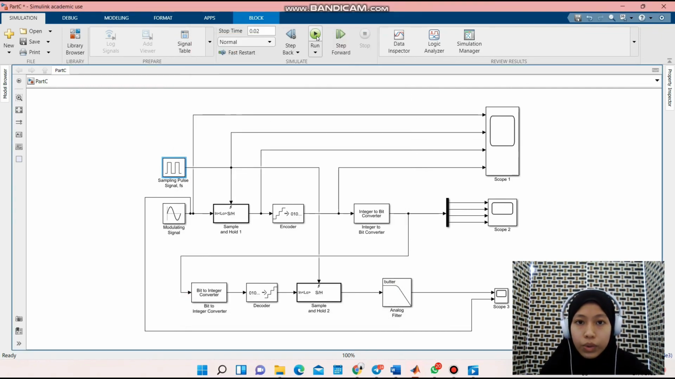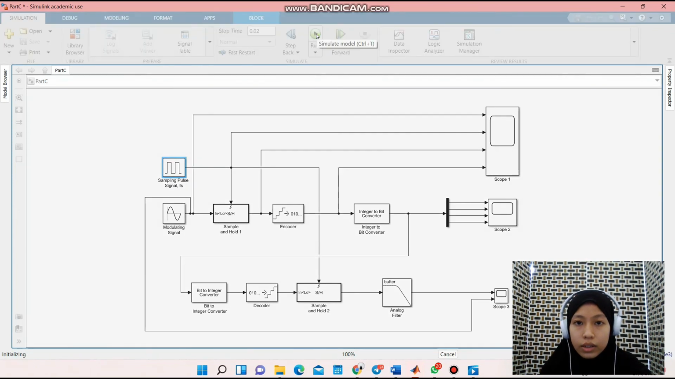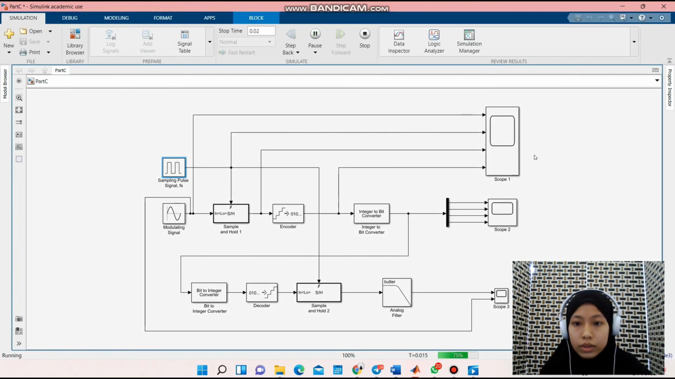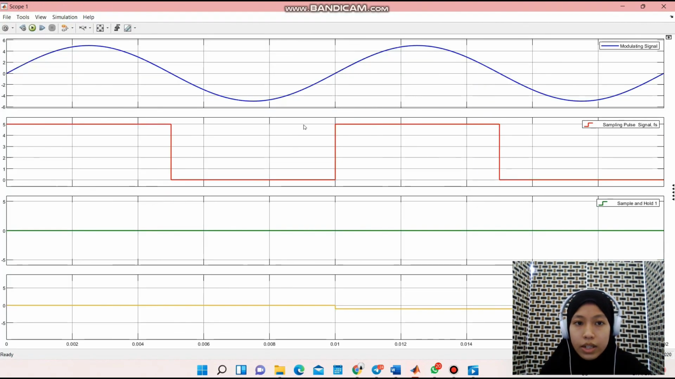Okay, now we need to run the circuit. As we can see from the result, the graph, the period of the sine wave can be calculated from the modulating signal, which is 1 over 100. As a result, one cycle of the signal takes 0.01 seconds. And the sampling pulse takes 0.01 seconds to complete one cycle based on the 2 FM sampling frequency.